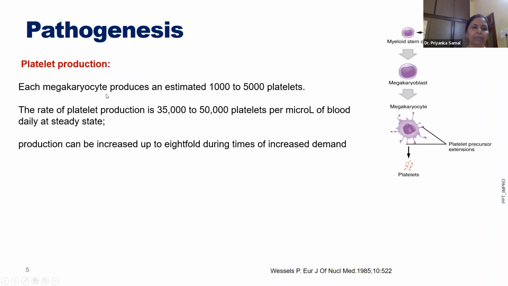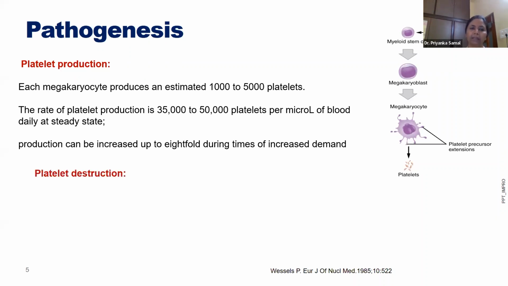So platelet production, we know that each megakaryocyte produces approximately 1,000 to 5,000 platelets. And the rate of platelet production is 35,000 to 50,000 platelets per microliter of blood daily at steady state. Production can increase up to 8-fold during times of increased demand.